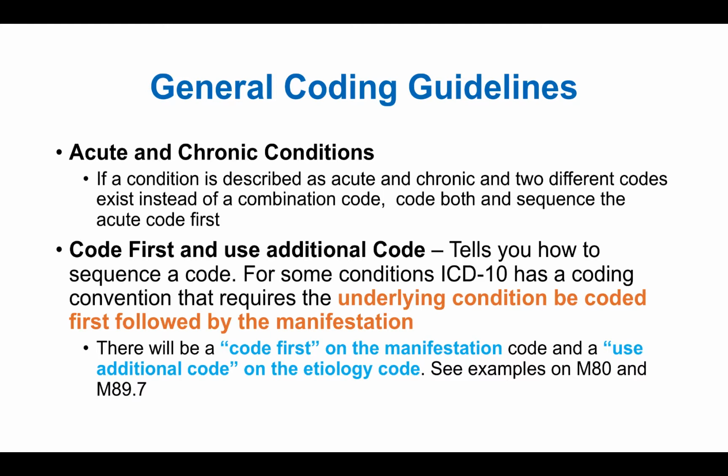Secondly, code first and use additional code. These tell you how to sequence a code. For some conditions, ICD-10 has a coding convention that requires the underlying condition to be coded first, followed by the manifestation. There will be a code first on the manifestation code and a use additional code on the etiology code. See examples on M80 and M89.7.